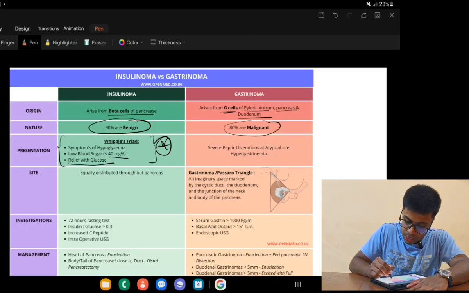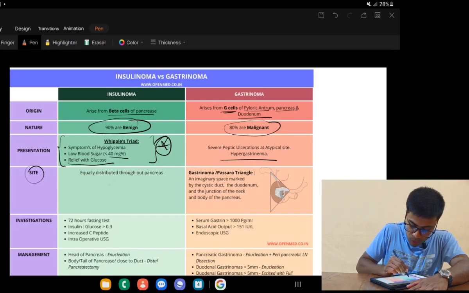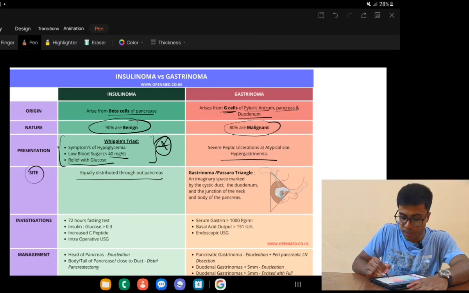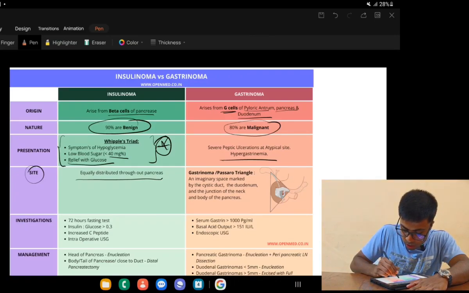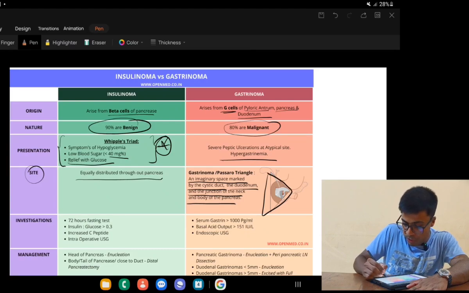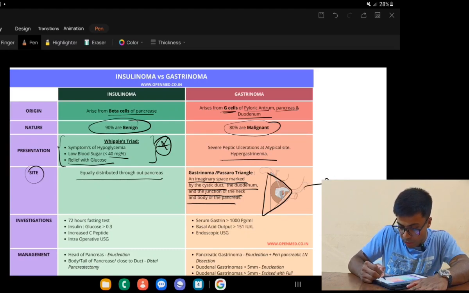Gastrinoma: severe peptic ulceration at atypical sites, hypergastrinemia will be there. Insulinoma is equally distributed throughout the pancreas. Gastrinoma is distributed in Passaro's triangle, an imaginary space marked by the cystic duct, duodenum, and the junction of the neck and body of the pancreas. You should know these three boundaries. It can be asked as a separate question.